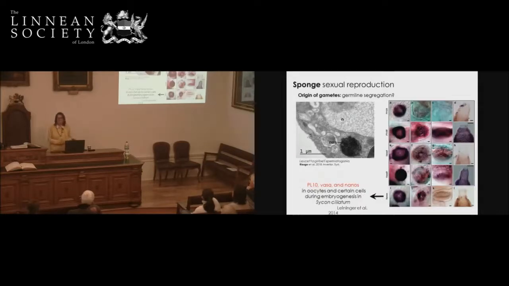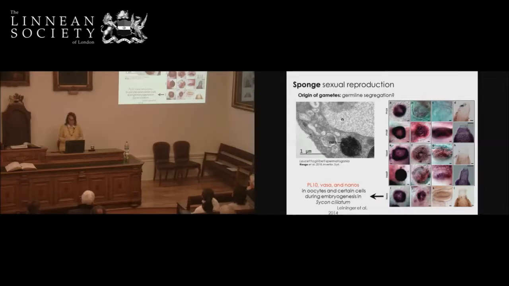But we have other ways of knowing which cells will become the gametes, and that is usually by sequencing and locating molecular markers. There are 3 molecular markers that you have in here, PL10, VASA, and nanos, that are widespread in all metazoans, and these are usually the markers that people look for when they want to know what are the primordial germ cells. And they are located in an organelle, usually, that is called the nuage. We have seen nuage in sponges, in spermatogonia of sponges, but also in a couple of other species in the oocytes.